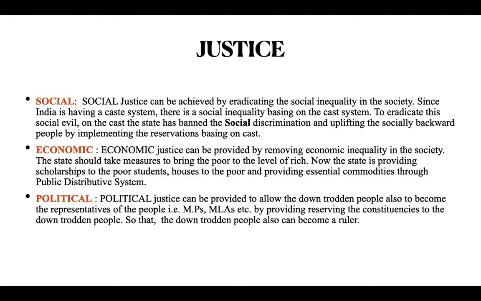Next, political. Political justice can be provided by allowing the downtrodden people also to become the representatives of the people, that is MPs, MLAs, etc., by reserving the constituencies for the downtrodden people, so that they also can become members of the government. So, this type of socio-economic and political justice is provided in our constitution.